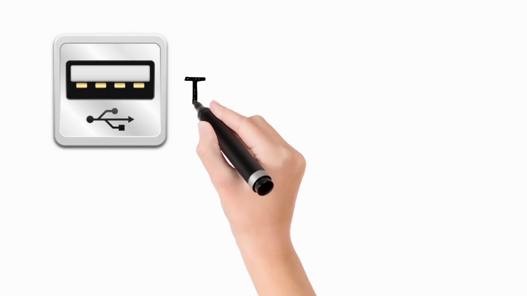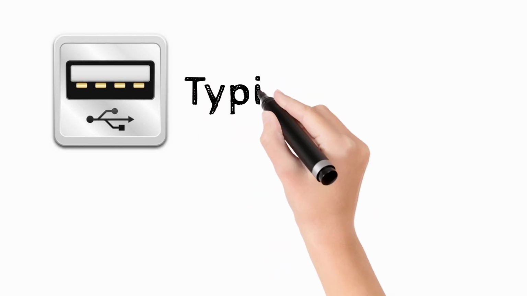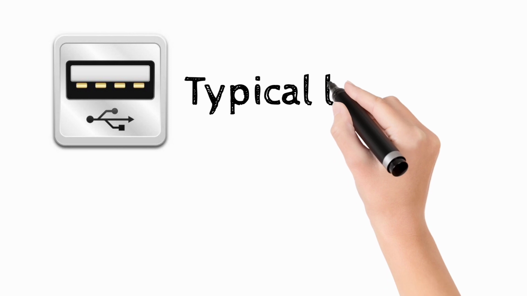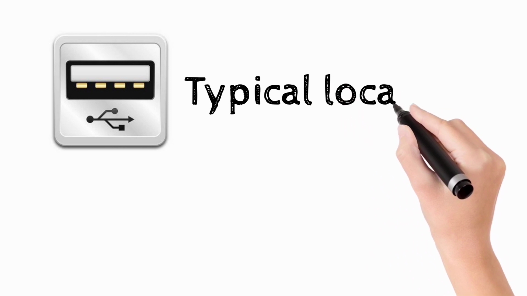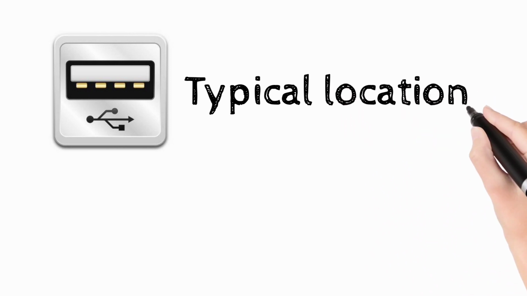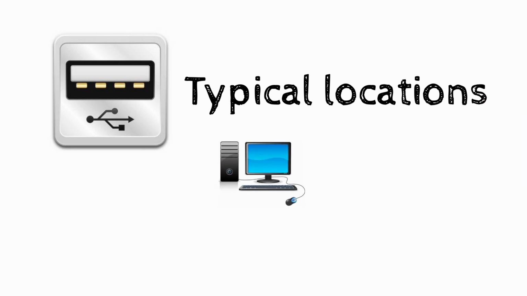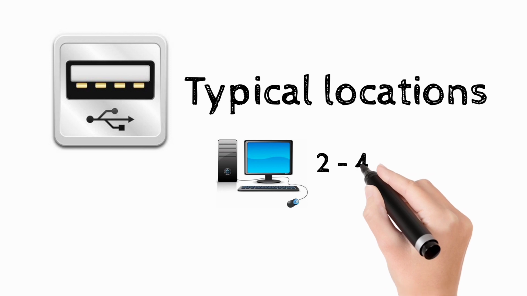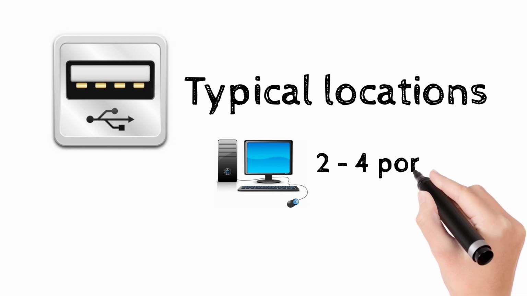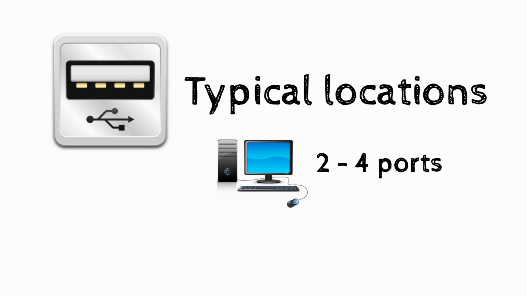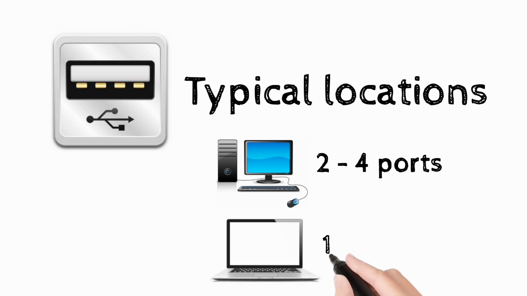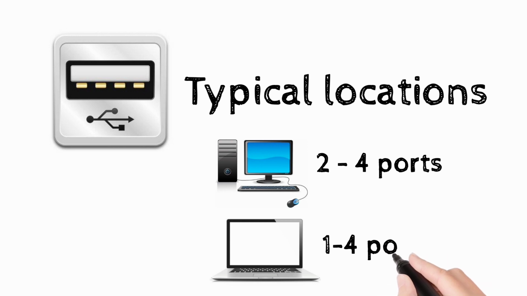Where are the USB ports? All modern computers have at least one USB port. Now, we discuss the list of the typical locations where you can find them. Desktop computer: a desktop computer usually has 2 to 4 ports in the front and 2 to 8 ports in the back. Laptop computer: a laptop computer has between 1 and 4 ports on the left, right, or both sides of the laptop.